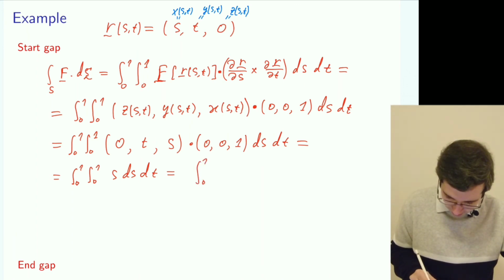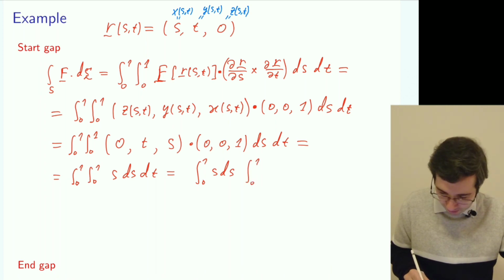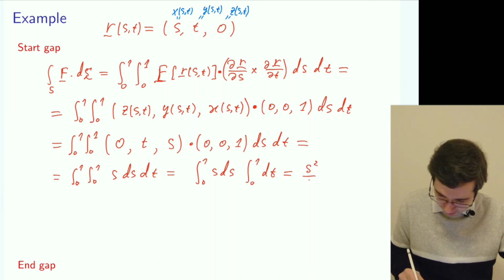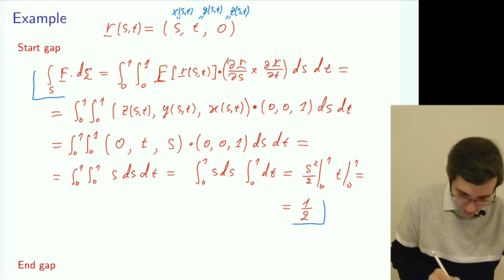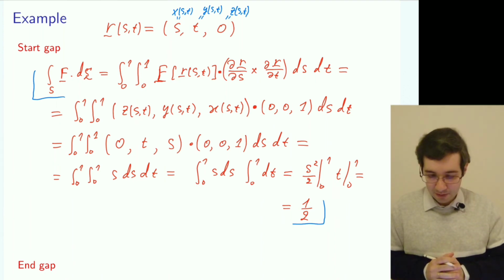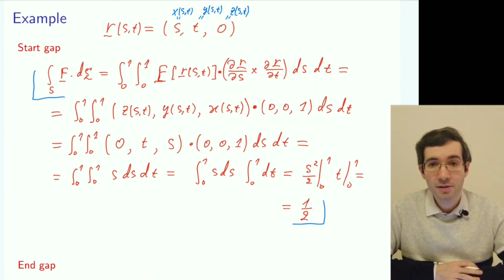So we do first the s integral, and then the time parameter t integral, which will give us s squared over 2 from 0 to 1 times t from 0 to 1, which will simplify to give us 1/2. And that is the answer to the integral. So that's how we compute integrals over the surfaces.